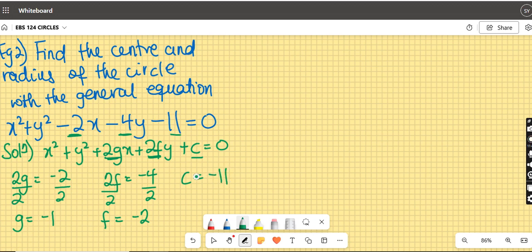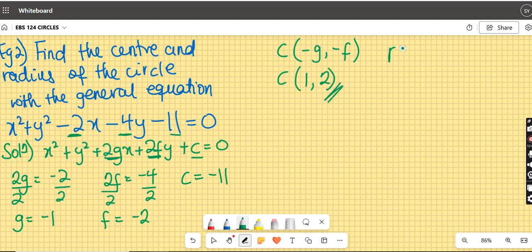Excellent. Now we remember that the center of the circle was negative g, negative f. So whatever we got for g and f, we'll negate it. Negative 1 becomes 1, negative 2 becomes 2. So we found our center.